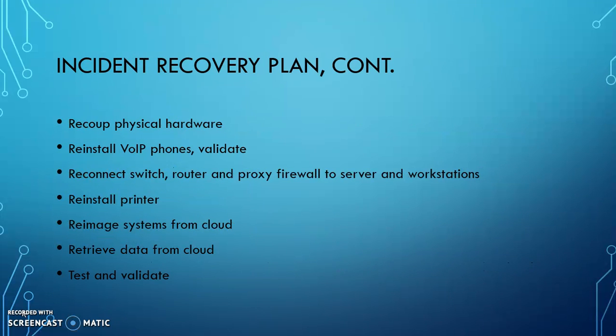As part of the contingency plan, the steps in the incident recovery plan are to recoup physical hardware, reinstall voice over IP phones, and then validate, reconnect switch, router, and proxy firewall to server and workstations, reinstall printer, reimage systems from cloud, retrieve data from cloud, then test and validate.